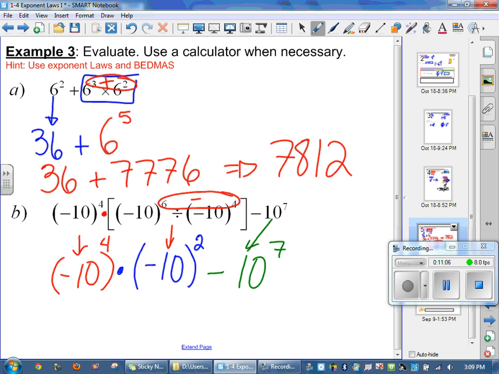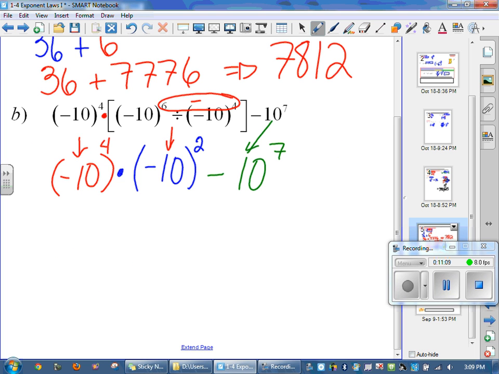And now I've got to work left to right again. I take a look and I try to find if I've got multiplying or dividing. If I've got multiplying or dividing, I can use my rules. Do I have multiplying or dividing? Yes, I do. Right at the front here. Side by side means multiply. I have the same base. I'm going to add their exponents. So this is going to give me negative 10 exponent 6. And then the rest of my equation, again, I write right next to it, side by side. Subtract 10 exponent 7.